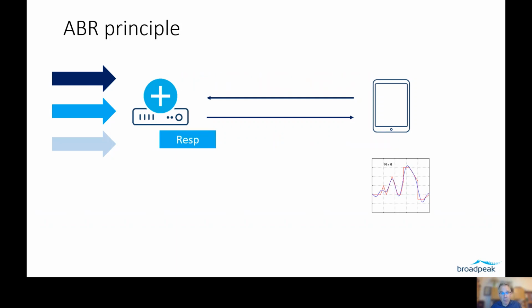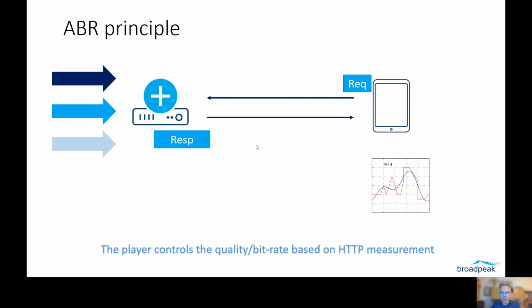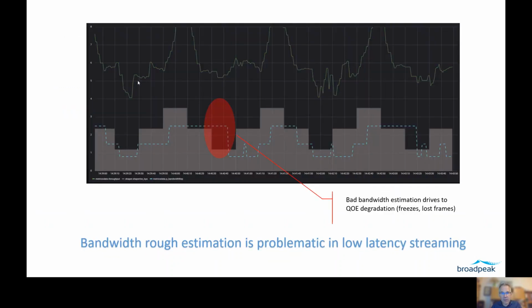So if the player requests the medium quality, the server returns the medium quality. If the player requests the highest quality, the server returns the highest quality, and so on. The problem with this way of doing is that there are basically two problems. One is the measurement. The measurement of the player is based on HTTP, and it provides a rough estimation, not very accurate, and this is problematic, especially in live streaming, and even worse in low latency live streaming.